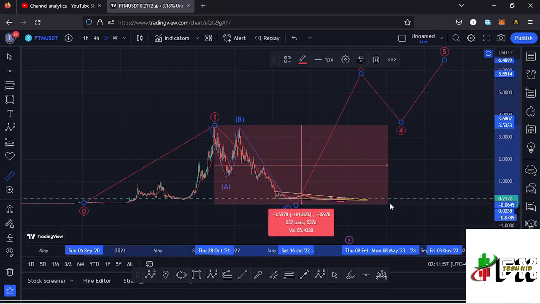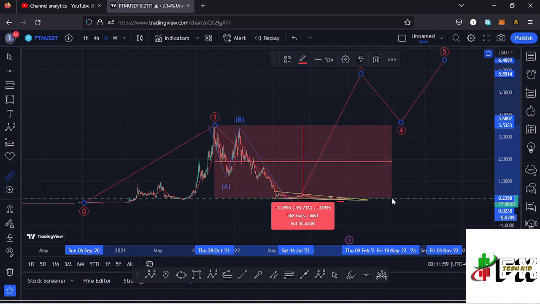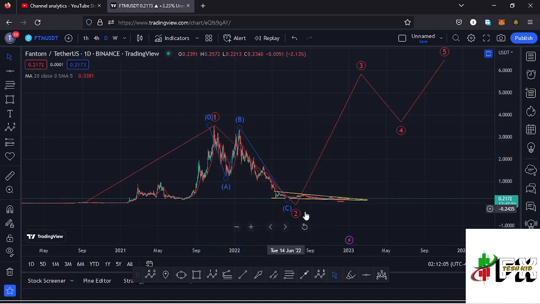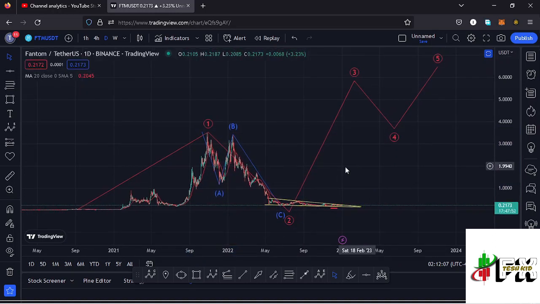From the all-time high, you can see that Fantom is down more than 93%, meaning there are chances that we might have seen the low for this higher Elliot wave count 2, and very soon I'm expecting a very nice impulsive movement to the upside in the formation of this higher Elliot wave count 3 to the upside.